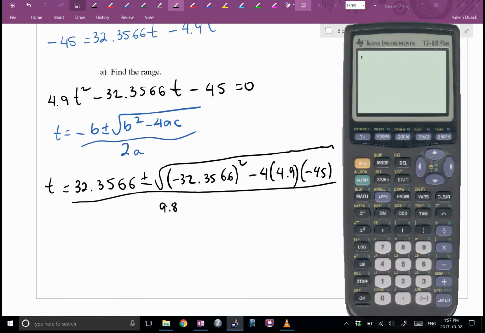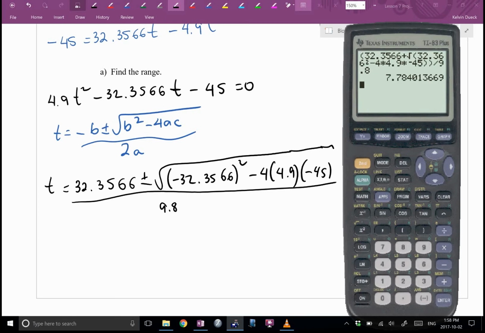And there is, yeah. Bracket. Oh, clear. Bracket. 32.3566 plus square root. Open the bracket. 32.3566 squared. For what it's worth, folks, a little trick of the trade. McKenna, what do I have in front of the 32? But is it squared? What happens when you square a negative? I almost never type this negative because you get weird stuff depending on how your calculator squares a negative. So I know it's going to vanish anyways. Squared minus 4 times 4.9 times negative 45. Close off the square root. Close off the top. Divided by 9.8.